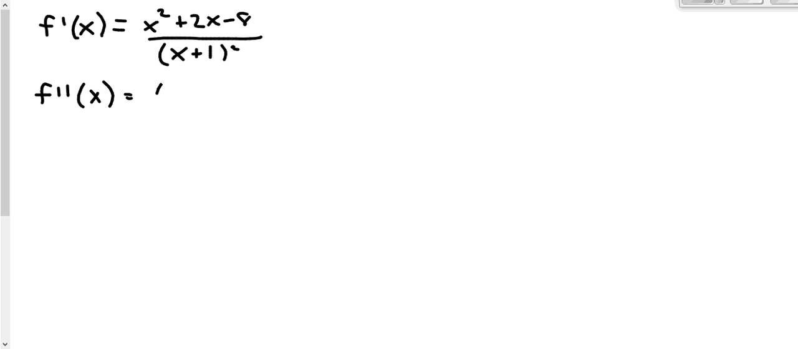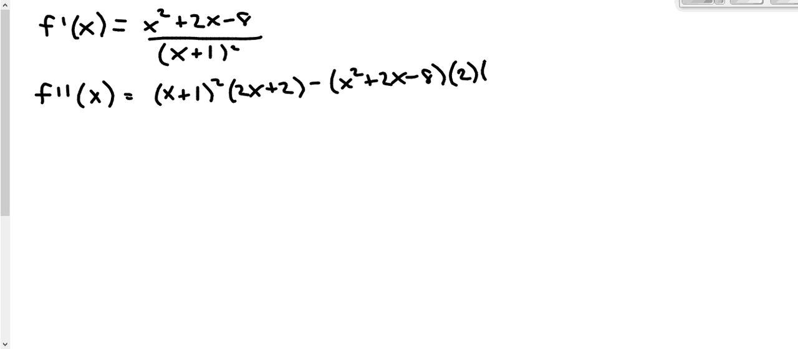So we have the bottom times the derivative of the top minus the top. Remember, ho-de hi minus hi-de ho over ho-ho. Got to get that diaphragm working in there. Times the derivative of the bottom. Now, for the derivative of the bottom, we use the chain rule. So we have 2 times x plus 1 to the first times the derivative of x plus 1, which is just 1. And this is over the denominator squared.